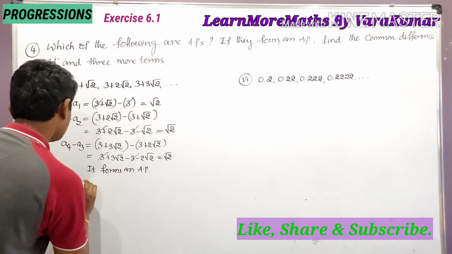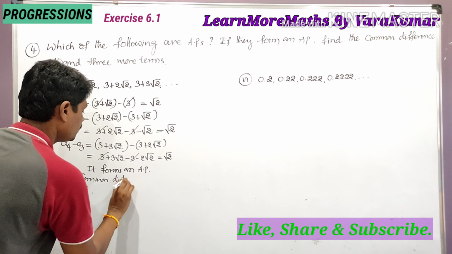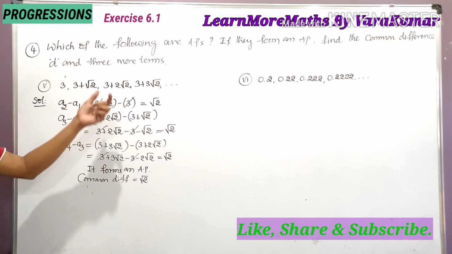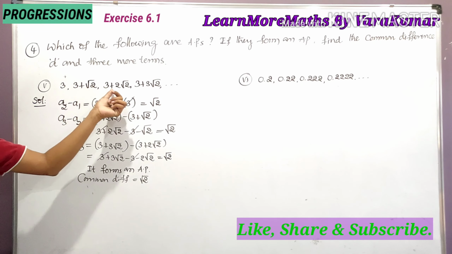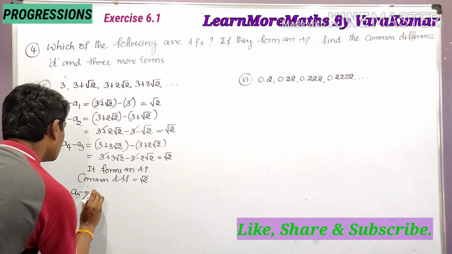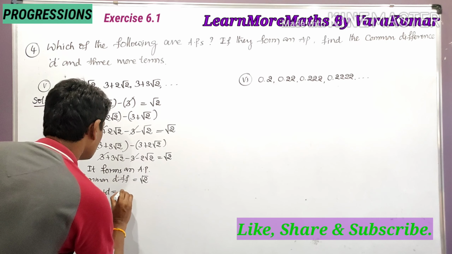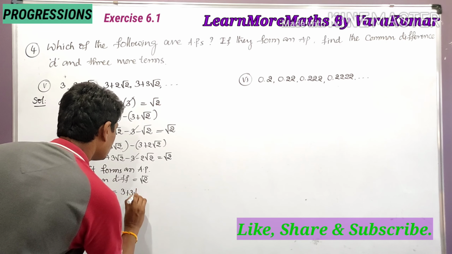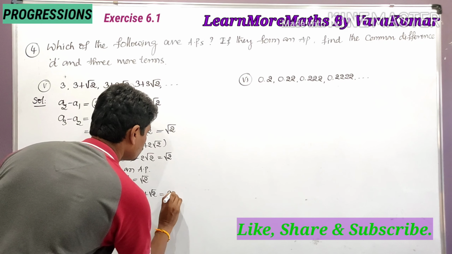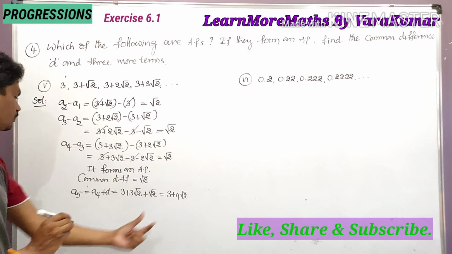So what is the common difference, student? Common difference is equal to root 2. So next he is asking us to find three more terms after a1, a2, a3, a4. So next, a5 is equal to a4 plus d. We have a4 as 3 plus 3 root 2, plus d, that is root 2. So it becomes 3 plus 4 root 2. So 3 root 2 plus root 2 is 4 root 2.